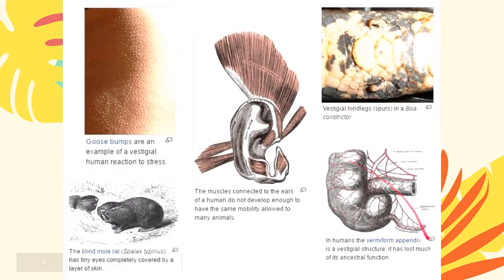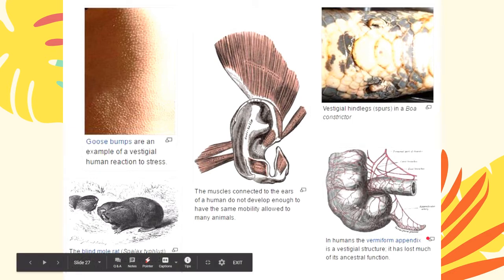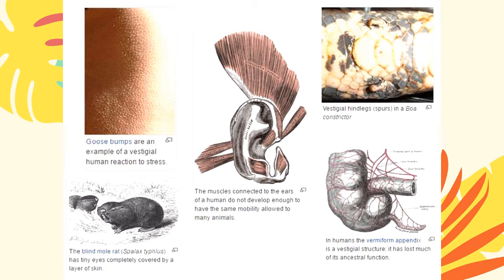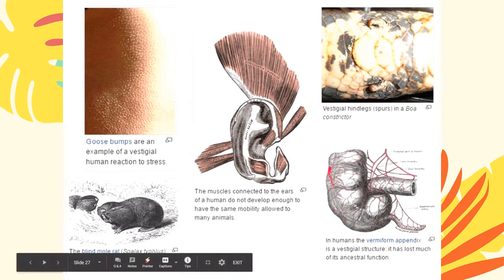So in humans, the appendix is a vestigial structure. It was important for our primitive ancestors because it is mostly a site for white blood cell production, which was quite important based on their diet. But for modern humans, we do not have that much use for it anymore, except still for white blood cell production.